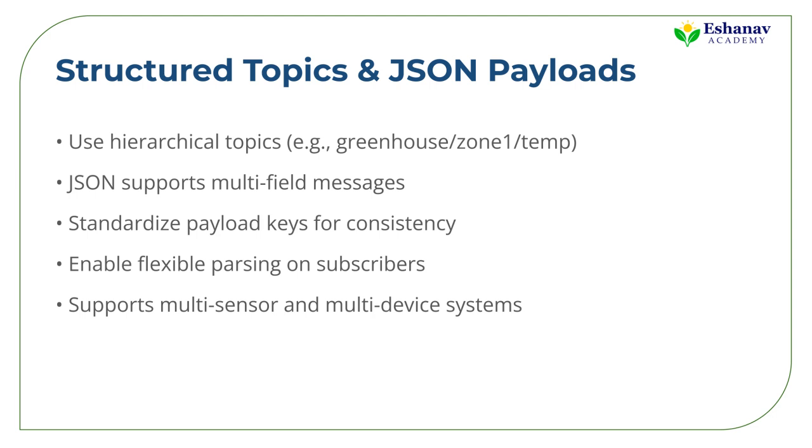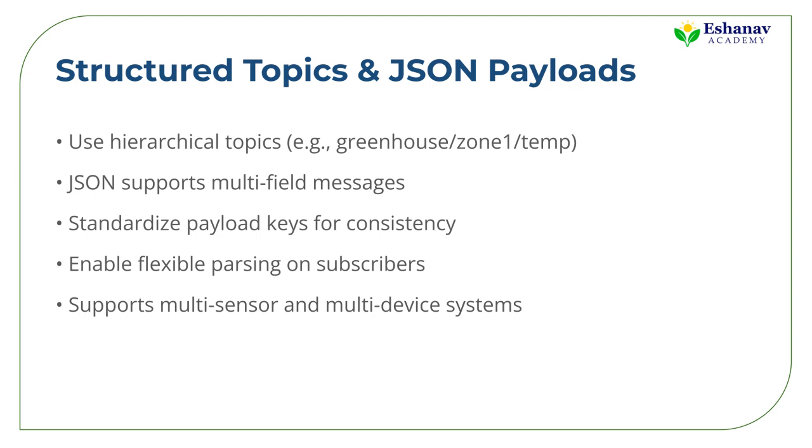Instead of using flat topics like ESP32 temp, adopt a hierarchical convention such as greenhouse, zone 1, temperature. This allows clear organization when multiple sensors and zones are involved. Payloads often work best in JSON format, where you can include multiple fields, for example, temperature 25.3, humidity 60. Subscribers then parse only the fields they care about.